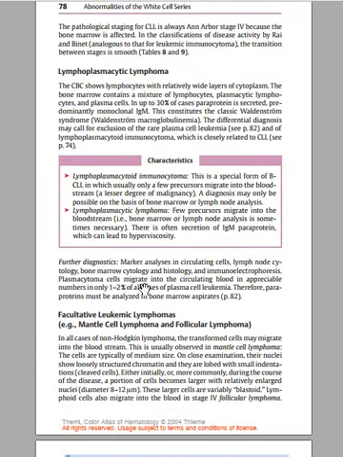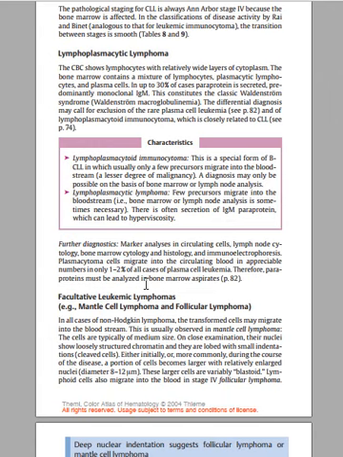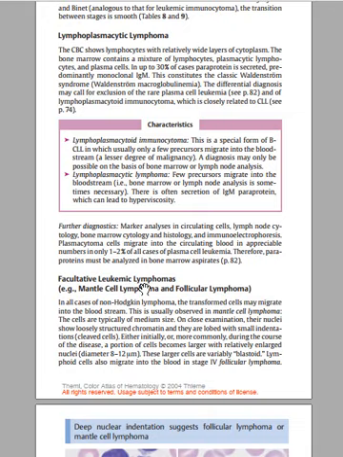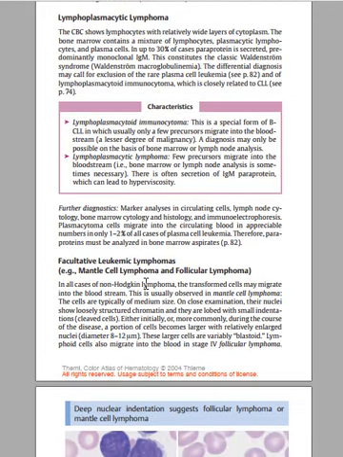Now, the next disorder you're going to see is lymphoplasmacytic lymphoma. So this is a form of a lymphoma. So what are the characteristics of lymphoplasmacytic lymphoma? We have lymphoplasmacytoid immunocytoma, and we also have lymphoplasmacytic lymphoma.